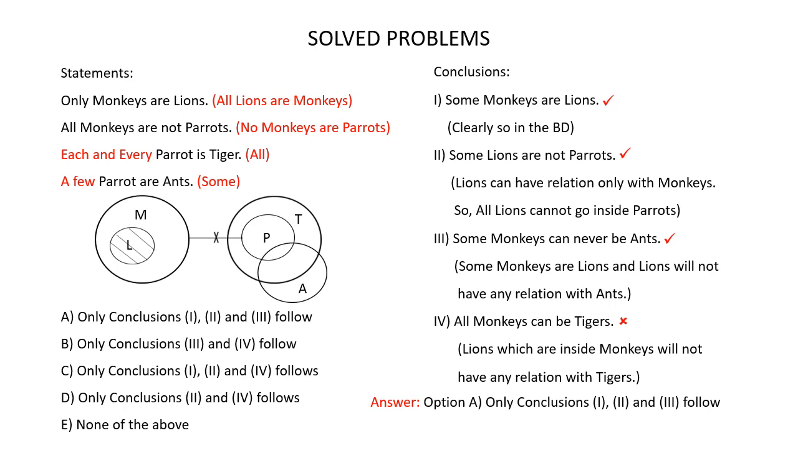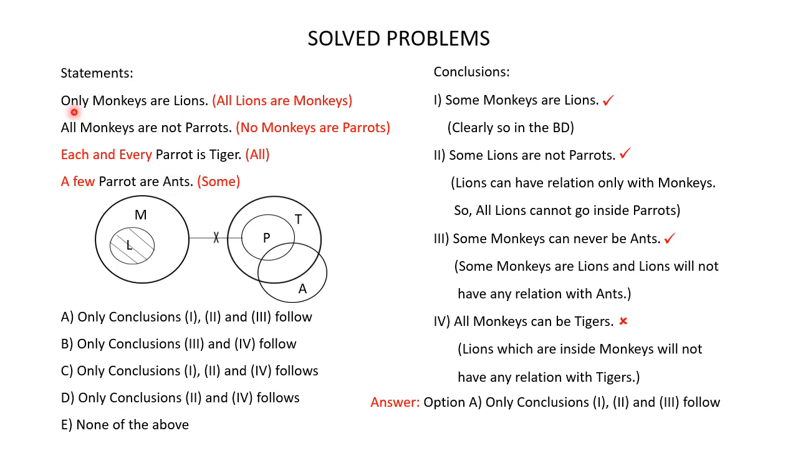The statements are only monkeys are lions. All monkeys are not parrots. Each and every parrot is tiger. A few parrots are ants. Now let's draw a Venn diagram for these statements.